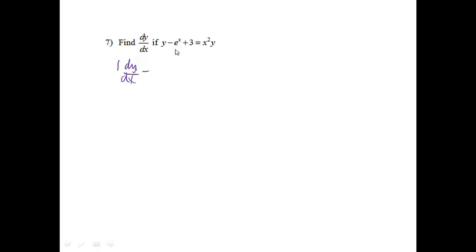And then minus the derivative of e to the x is just e to the x. Remember, e to the x is its own derivative. The derivative of 3 is 0, and then equals. I do have a product on this side. I have an f and a g. f prime would be 2x, g prime would be 1 dy/dx again.